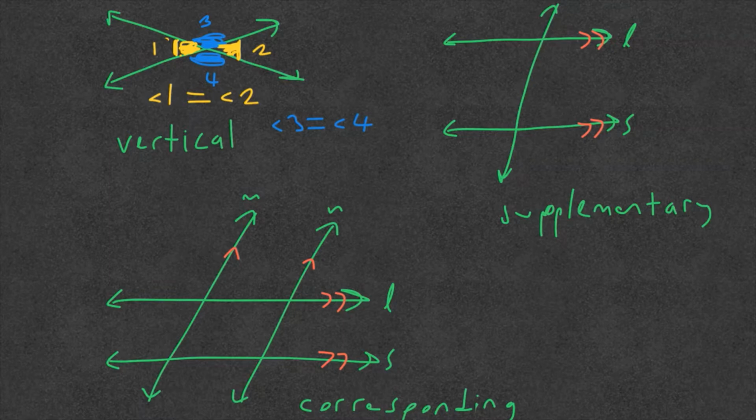Let's go to the next one, supplementary angles. This line L and line S are parallel lines, and there is a transversal line that intersects both of the parallel lines, as you see here. Which angles are supplementary? Let me change the color of my marker. Let's say this angle is angle 1, this is angle 2, this is angle 3, this is angle 4, this is angle 5, this is angle 6, 7 and 8.